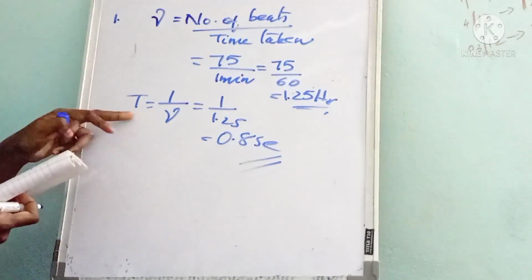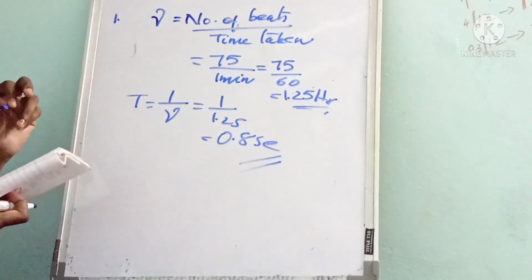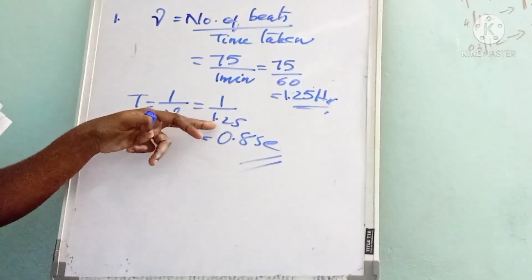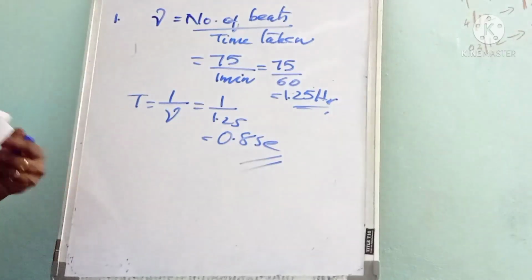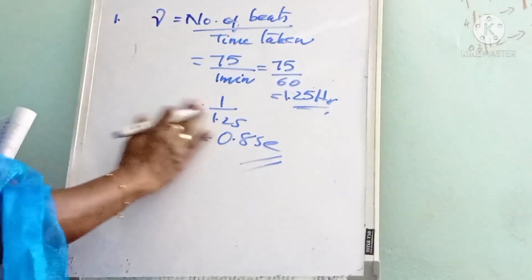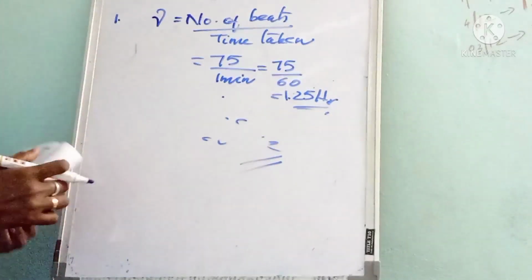Next we have to calculate the time period. Time period is the reciprocal of frequency, that is T is equal to 1 by nu, which is 1 by 1.25, which is 0.8 seconds. That is the time period.